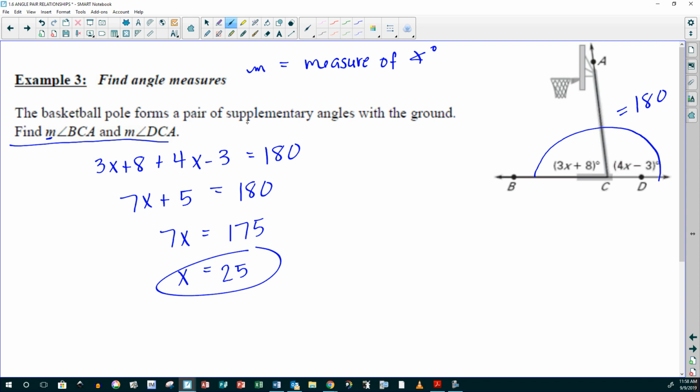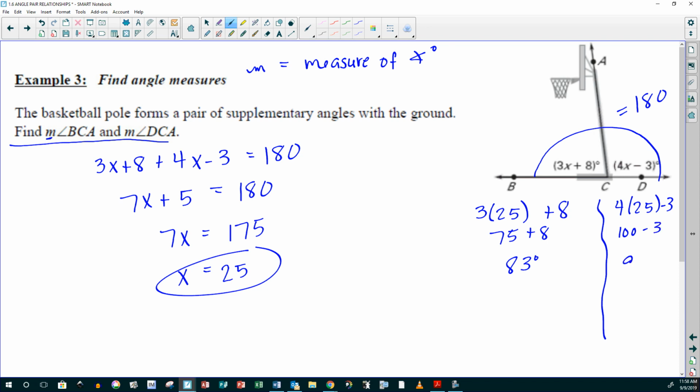So since it said to find the measures, that means I have to plug it back in. So 3 times 25 plus 8. So 75 plus 8 is 83 degrees. And then the other one is 4 times 25 minus 3. 100 minus 3 is 97 degrees. So there are your two angles.